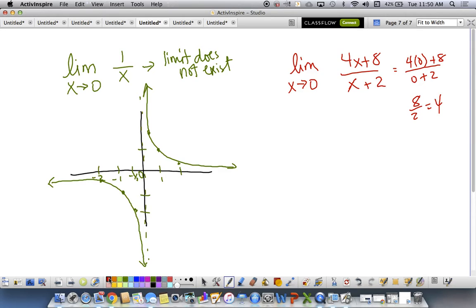Okay? Plug it in, and if it doesn't work, like the first one, it's undefined. So sometimes they'll be undefined. What happens with limit? We go back to the same thing. Limit as x approaches 3 of x squared minus 9 over x minus 3.